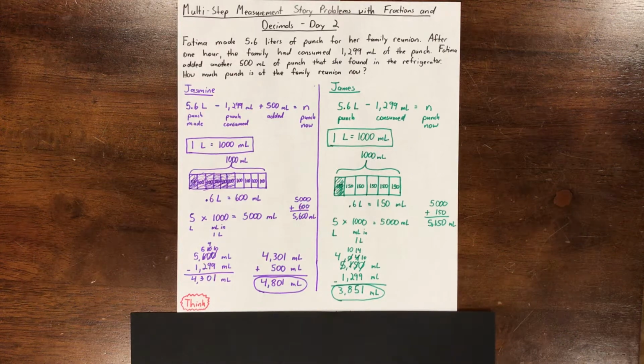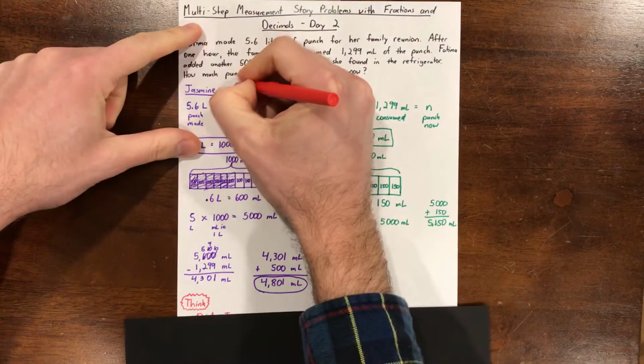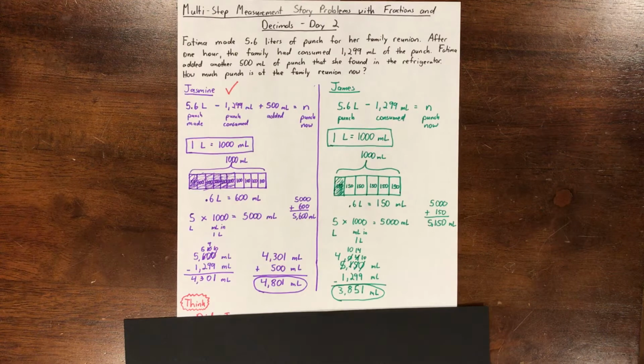So let's go ahead and talk about that problem of the day. Be sure to answer the questions I ask out loud. Think about how your work is the same or different from what we talk about together. Okay, whose work did you agree with here? Jasmine's or James's? Go ahead and say it out loud. Yes, Jasmine has the correct work for this problem.